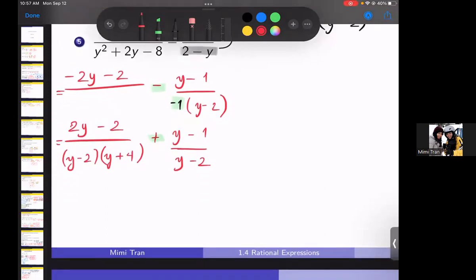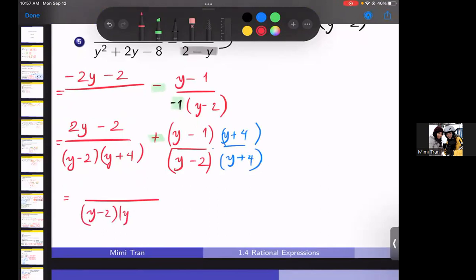LCD is, yeah, so you're missing, maybe I put the parenthesis like this. So you're missing y plus 4 over y plus 4 here. You have to write twice. That's the correct way of doing it. So now you have the same denominator. All you do is add across 2y minus 2.